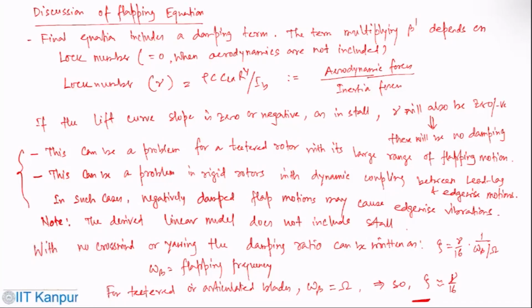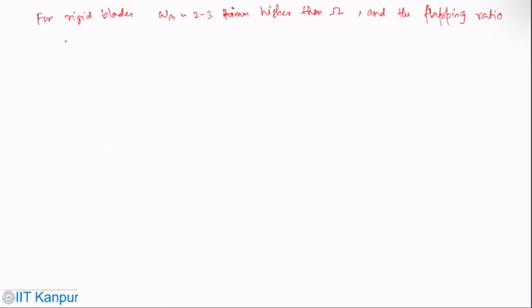Okay. Similarly, we can see for rigid blades, omega beta is of the order of 2 to 3 times higher than omega, and the damping ratio is correspondingly smaller. Okay.